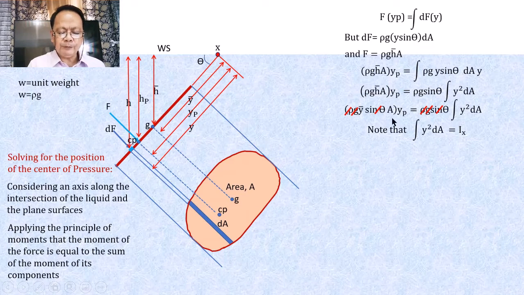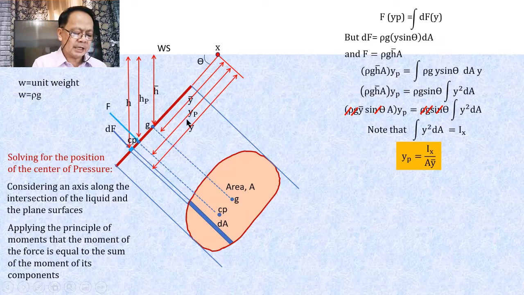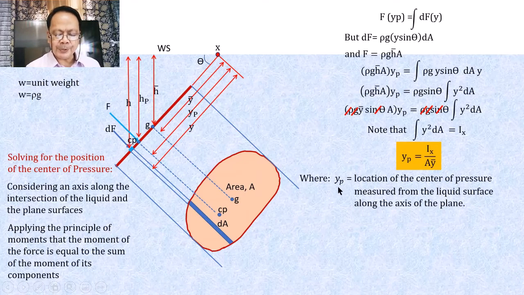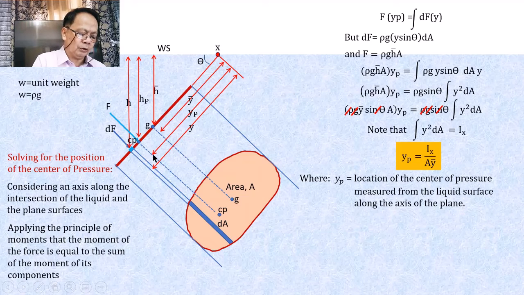So if this will be simplified, we can take the value of y sub p, or the distance. This distance will be equal to the ratio of I sub x over the product of A times bar y. In this formula, y sub p is the location of the center of pressure measured from the liquid surface along the axis of the plane. This distance is from here up to that distance.